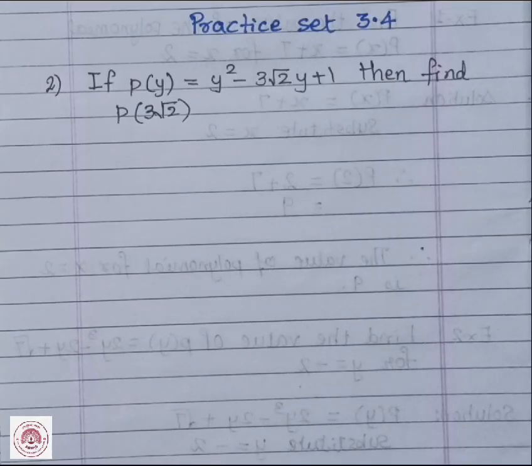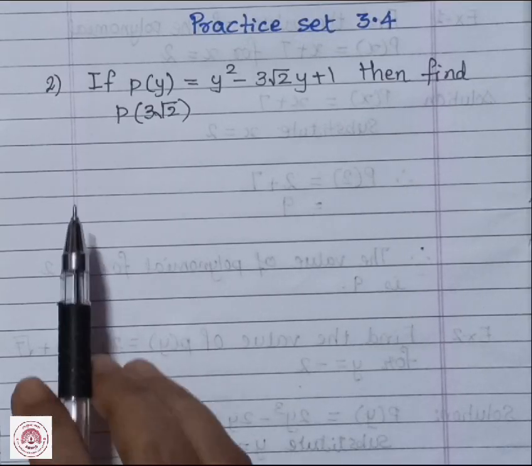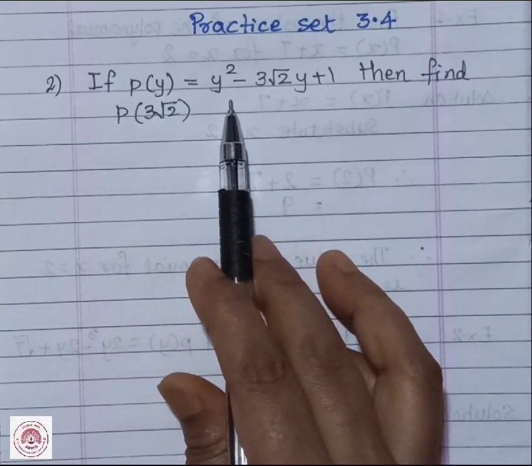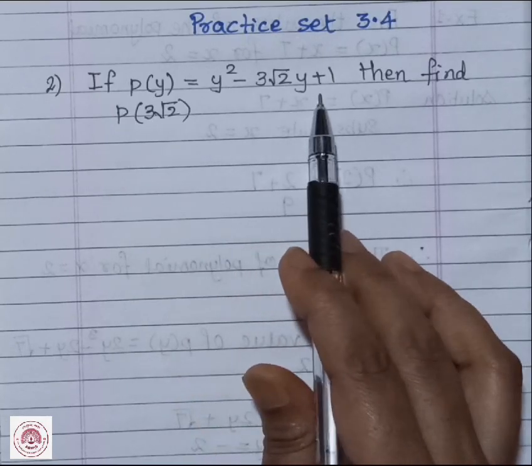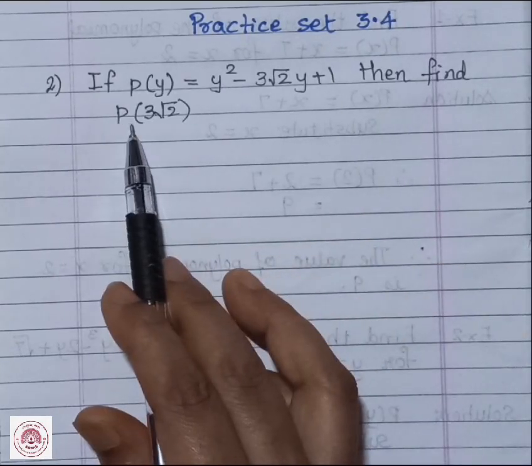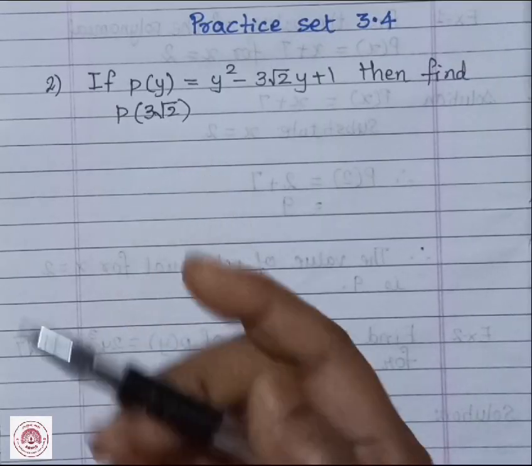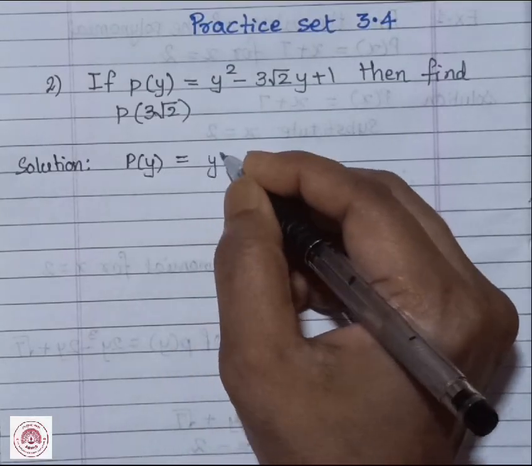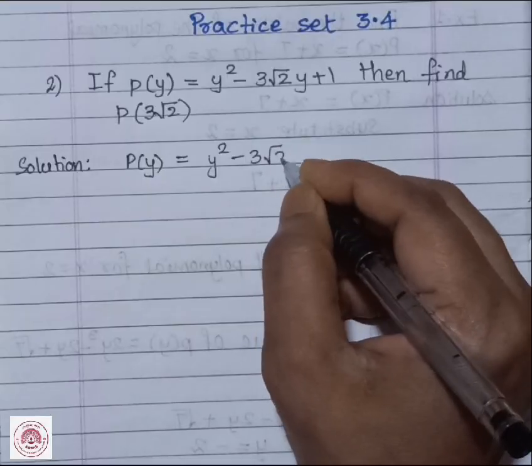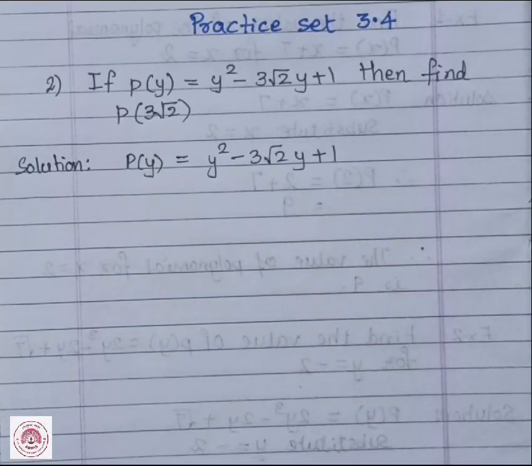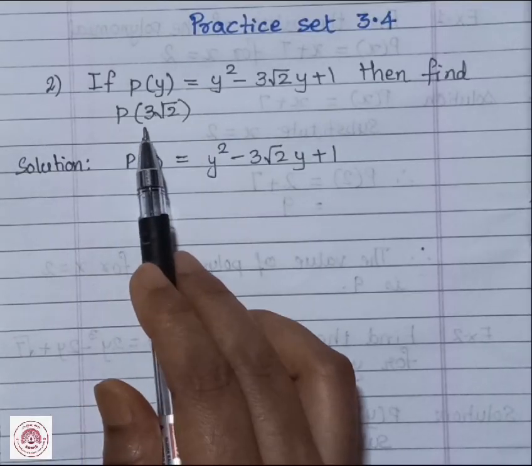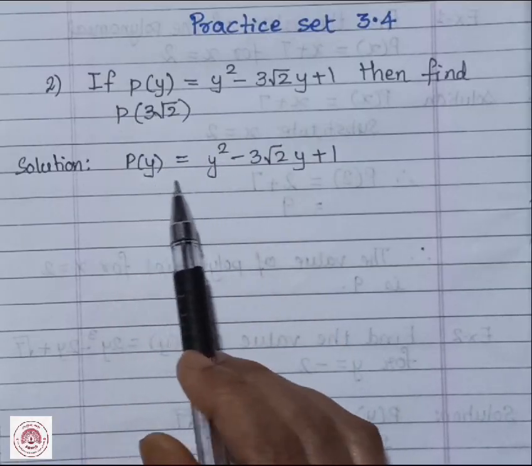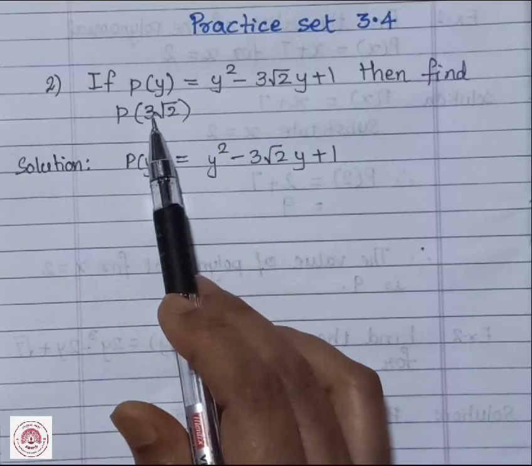Now we will solve practice set 3.4. Here question number 2 is: if p of y is equal to y square minus 3 root 2 y plus 1, then find p of 3 root 2. Okay, so here the polynomial is p of y equals y square minus 3 root 2 y plus 1, and we have to find the value of p of 3 root 2. That means we have to find the value of this polynomial for y equals 3 root 2.